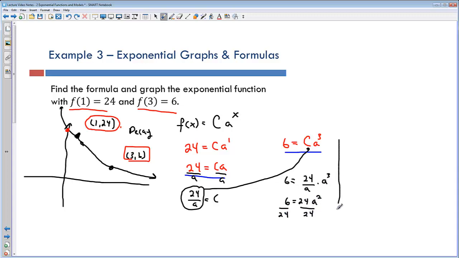And so now I have 6 over 24 on the left, which is really 1 over 4. Remember, 24 is 6 times 4, so the 6's just cancel. And I have a squared left over on the right. And then to undo the square, I do the square root of both sides. Now, you do plus or minus, but remember, a is always positive.